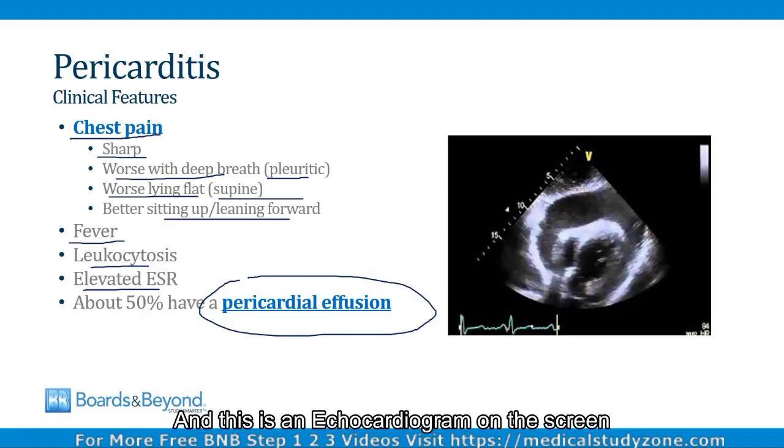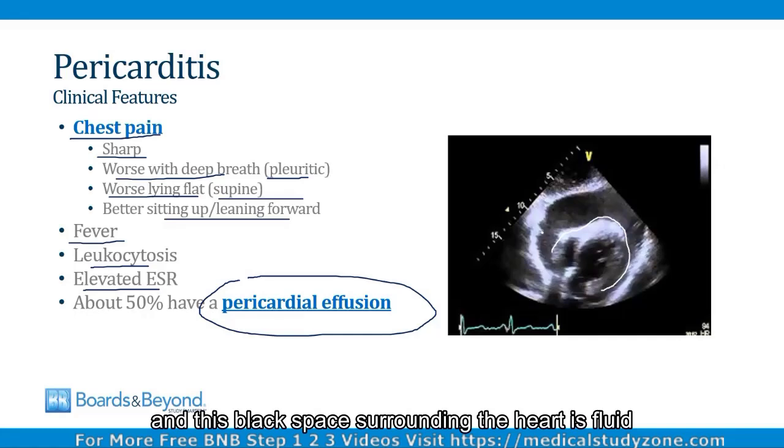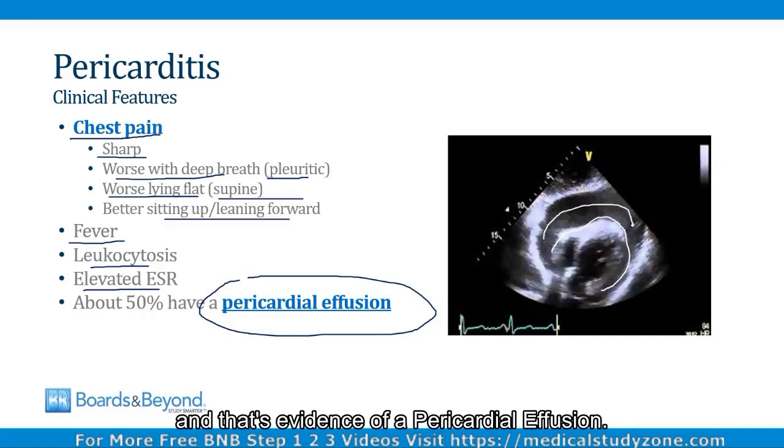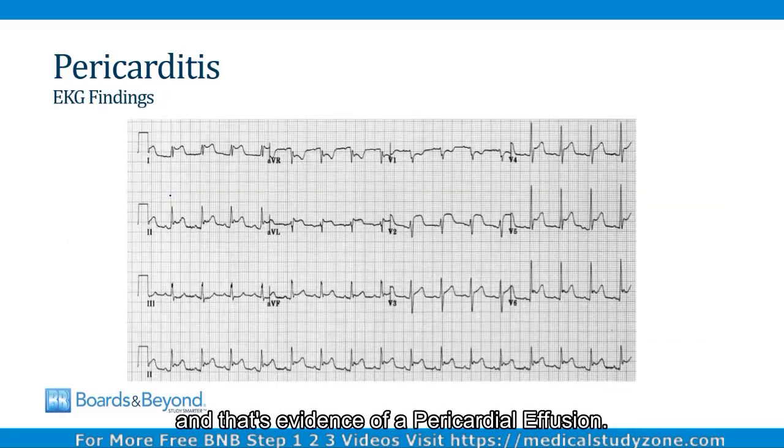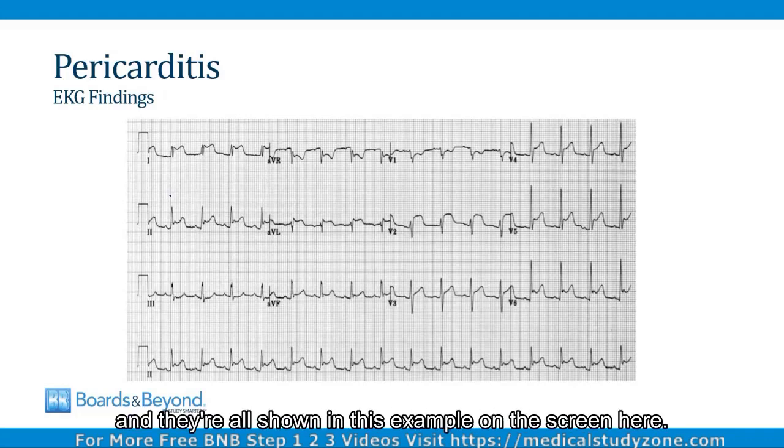And this is an echocardiogram on the screen of a patient with a pericardial effusion. This is the heart here, and this black space surrounding the heart is fluid, and that's evidence of a pericardial effusion. There are a couple of classic EKG findings associated with pericarditis, and they're all shown in this example on the screen here.